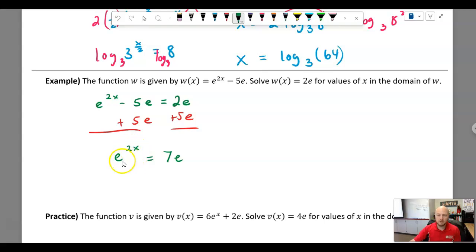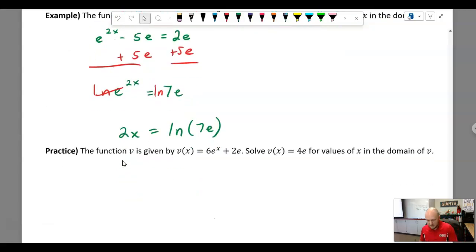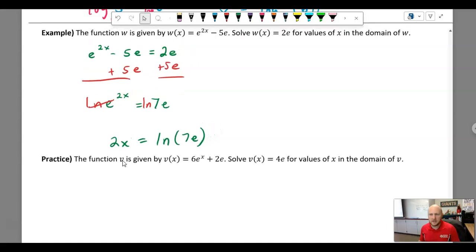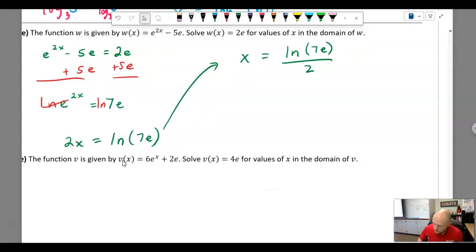Well, how do I undo base e? With a natural log. Okay, or again, you can rewrite this in exponential form, natural log. So these cancel, and we get 2x is equal to the natural log of 7e. Again, a couple of ways you could progress by this. My natural inclination would be to go ahead and divide by 2, the natural log of 7e over 2.